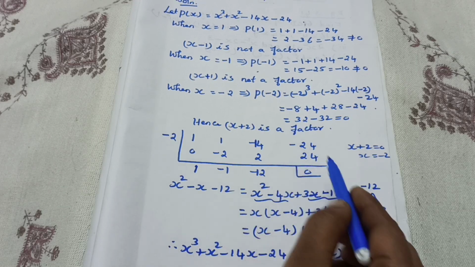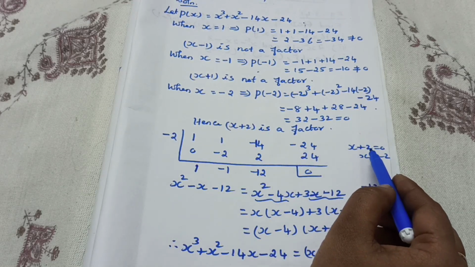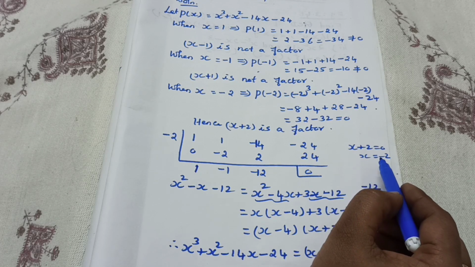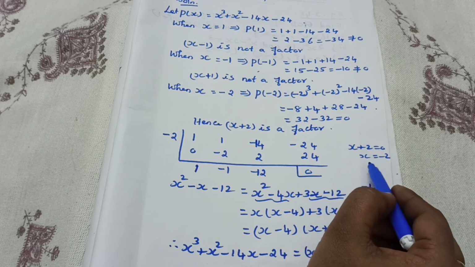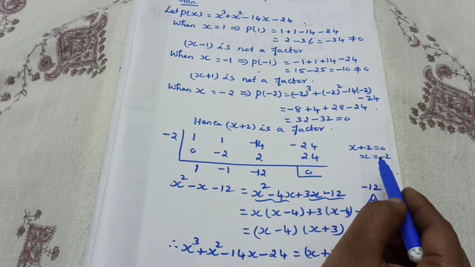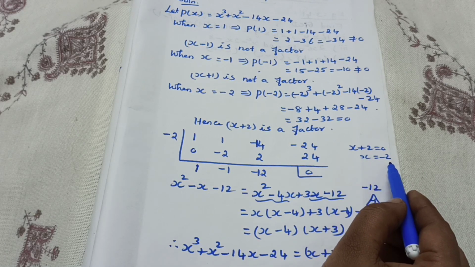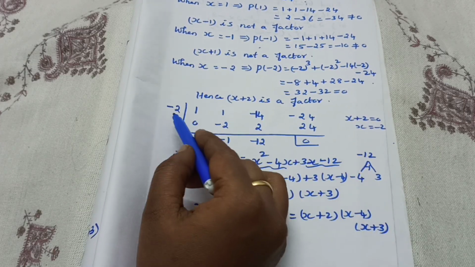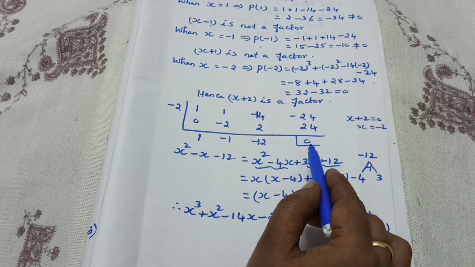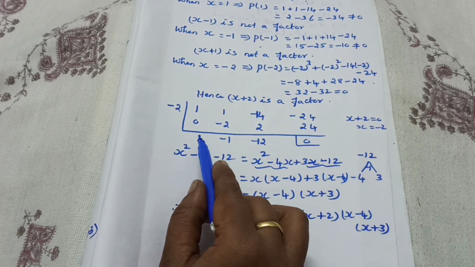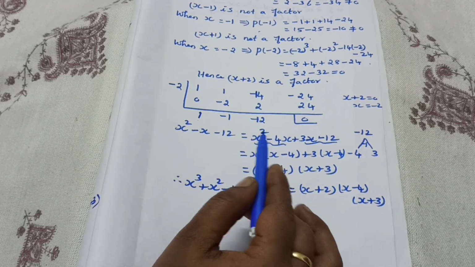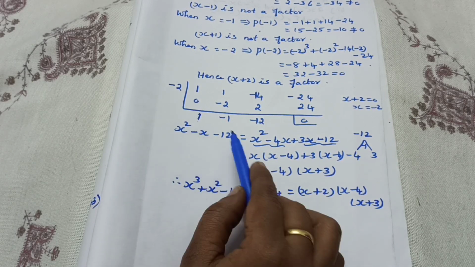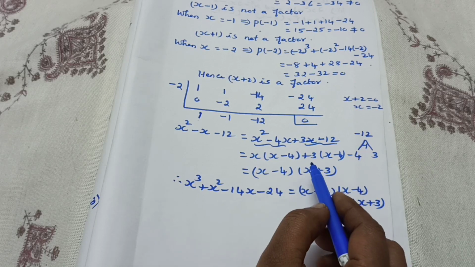Okay, one factor we got, isn't it? With the help of this factor, I have to find the zero of the polynomial. x plus 2 is equal to 0, therefore x equal to minus 2. We have to divide this by the synthetic division method. We divide by minus 2, then the last remainder 0 you will get. You should take these coefficients. With the help of this factor we get a quadratic equation, and 2 factors we will get.